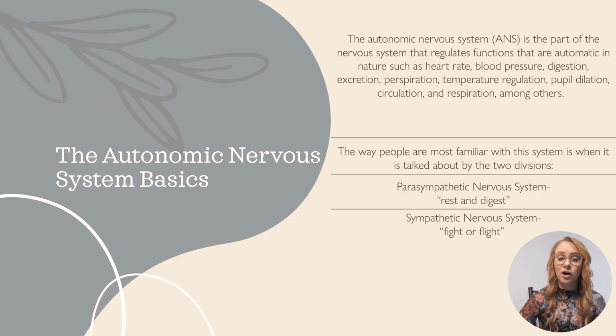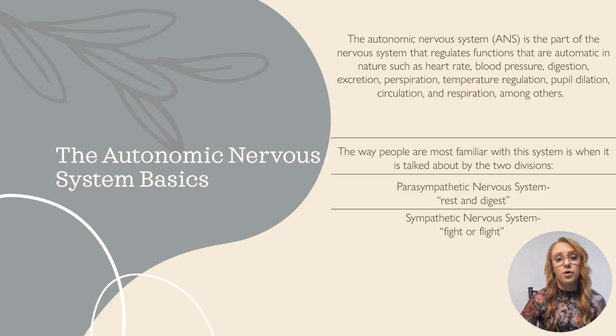So we're going to start by talking about the autonomic nervous system because that's the system that is affected in dysautonomia. When you hear autonomic, you should think automatic. So it's things that your body should do without you having to tell it to do it. It's the part of the nervous system that regulates functions that are automatic in nature, such as heart rate, blood pressure, digestion, excretion, perspiration, temperature regulation. So everything that your body does that you shouldn't have to consciously think about.